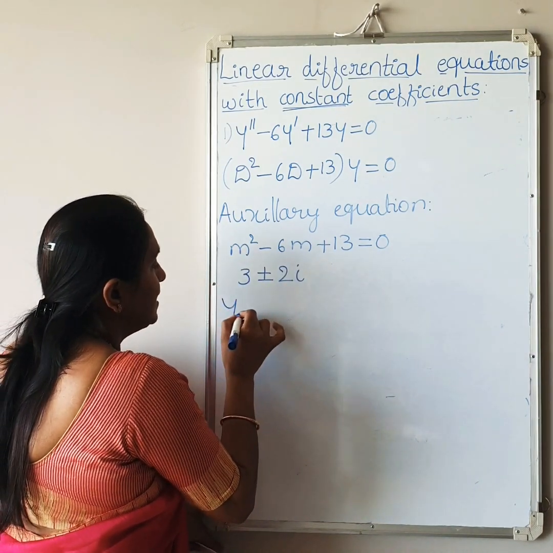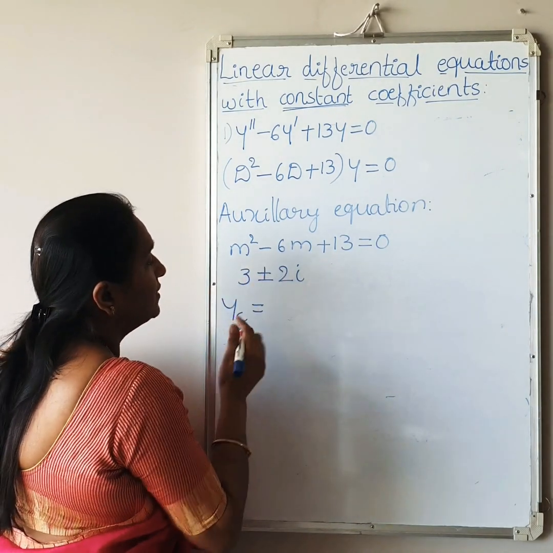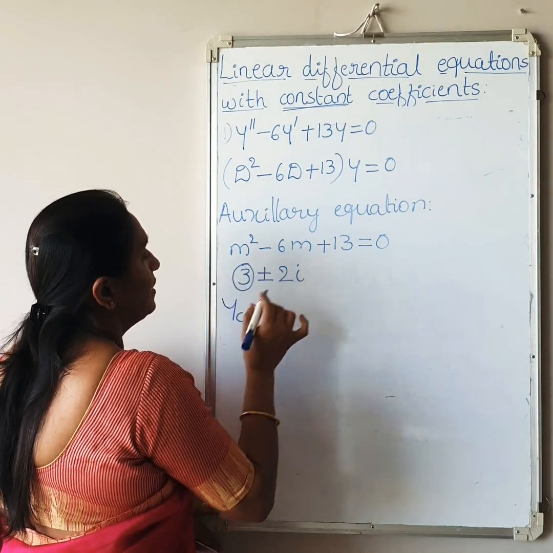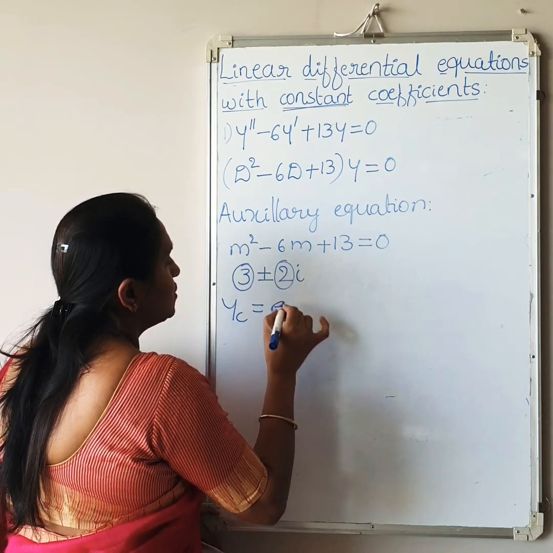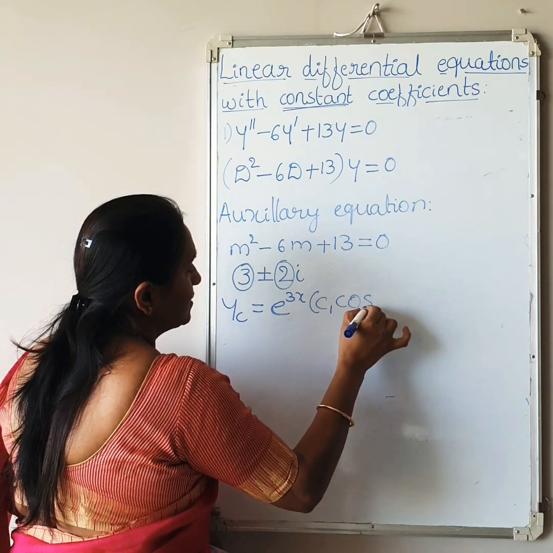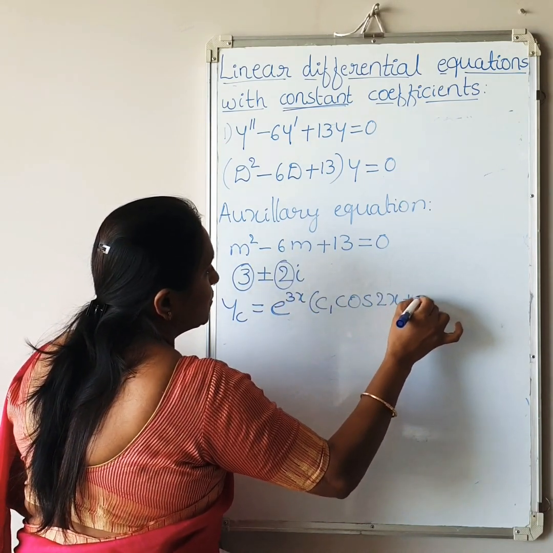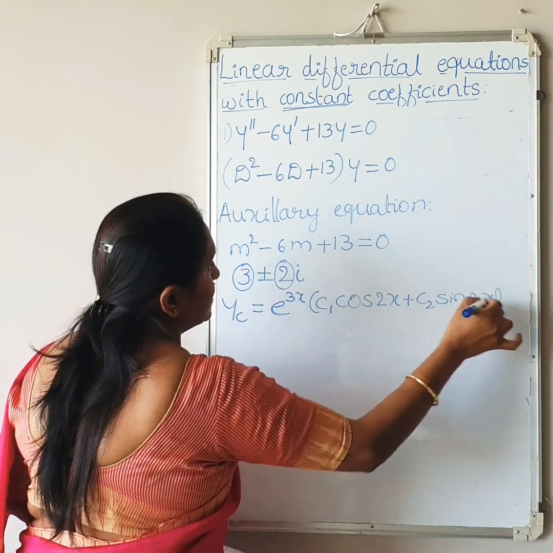So we have two imaginary roots. How will you write the solution? This is the real part and this one is the imaginary part. So it is e raised to 3x into c1 cos 2x plus c2 sin 2x. It is the solution.